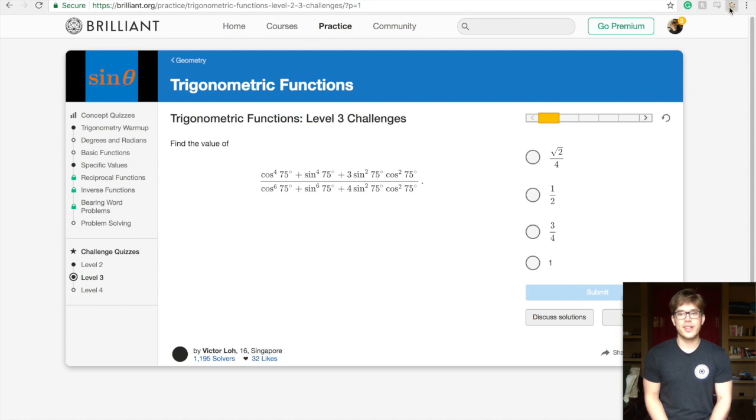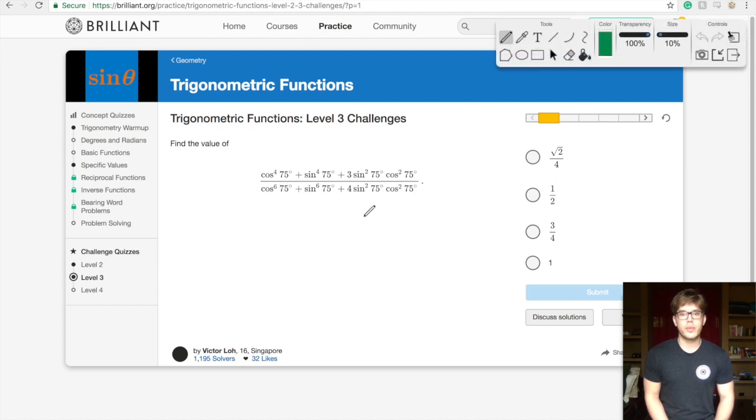What am I thinking right now? Well, I'm noticing that our fraction is divided into two parts. We have these sums of high powers, the numerator to the fourth, the denominator to the sixth. And then on the right side, we have pretty similar things: 3 sine squared times cosine squared on the top, and 4 sine squared cosine squared on the bottom. So this is going to be a lot to write down.